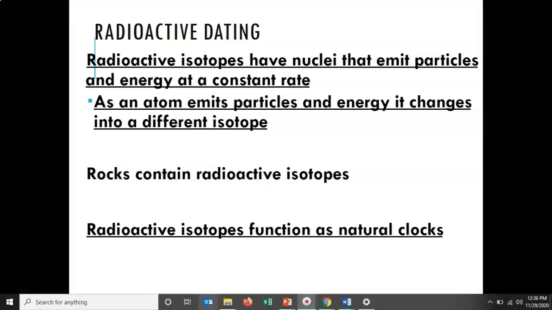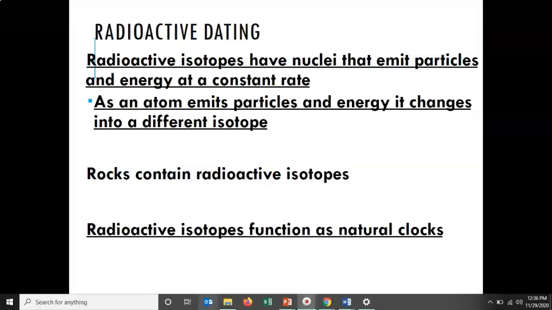This is Miss Sparks, and we are continuing our discussion about radioactive decay. This is a part of our absolute age dating, or absolute age of rocks. We are in the unit of history of the Earth, and previously we've talked about the relative age of rocks and the law of superposition, which states older rocks are on the bottom, younger rocks are on the top.